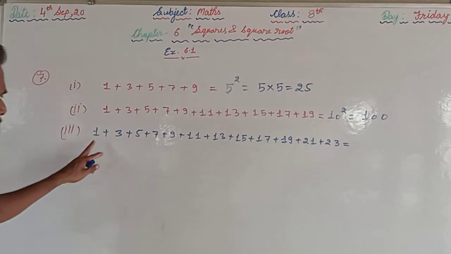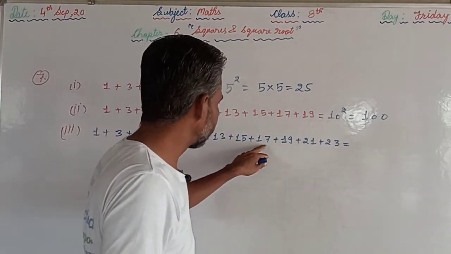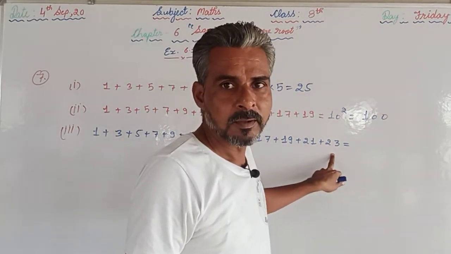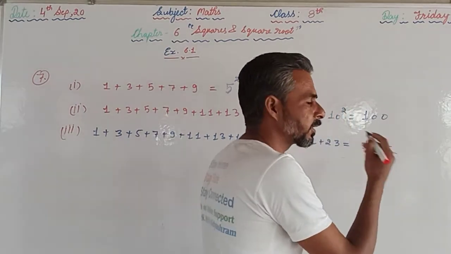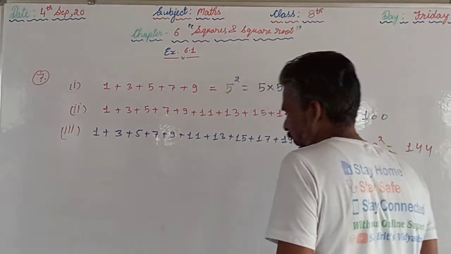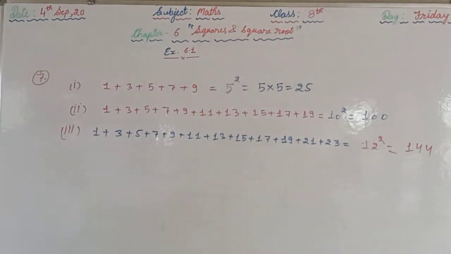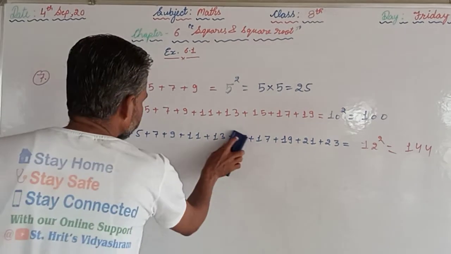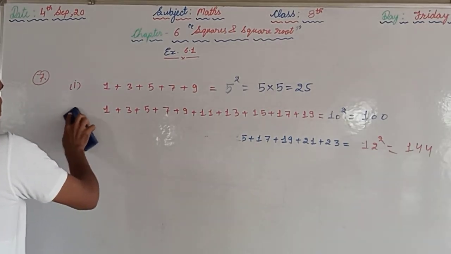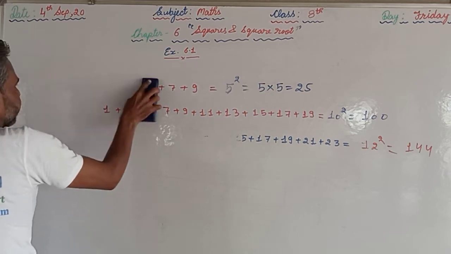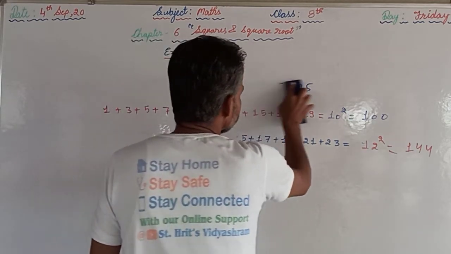So now how many numbers are there? 1, 2, 3, 4, 5, 6, 7, 8, 9, 10, 11, 12. 12 consecutive odd numbers are there. So their sum will be 12 square. 12 square means 12 into 12, that is 144. So this is the formula which we can use to find the sum of the given consecutive odd numbers without actually adding them. Now the next question. The next question is the converse of this question. Converse means just opposite.